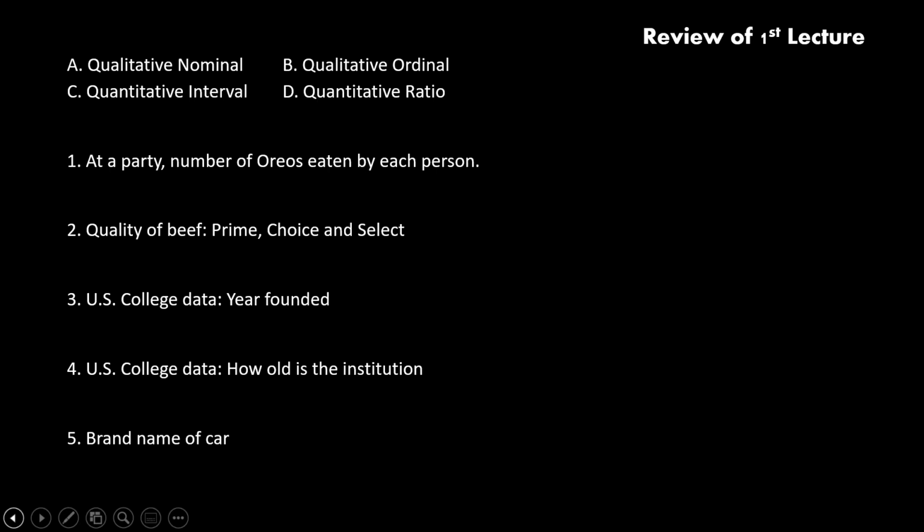Okay, now slightly different. It looks very similar, but slightly different. What if you look at how old the institution is for each college? Quantitative ratio. It will be quantitative ratio, right? Because now you can say, oh, this institution is twice as old as this other institution. That makes sense. Okay.